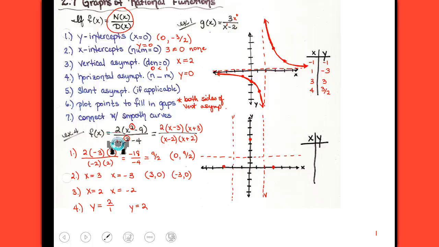If you have a horizontal asymptote, can you have a slant asymptote? No, so let's skip that for right now because it's not applicable. And then we'll go to number 6, which is plot whatever points we need to on our XY chart to fill in any gaps, being sure that we check both sides of every vertical asymptote. You are going to have a piece of your graph here, and here, and here. So I need to make sure that I have a graph in all 3 of those places on both sides of each of my vertical asymptotes.